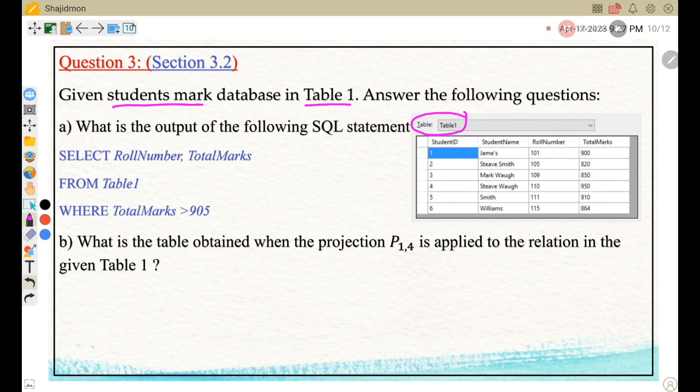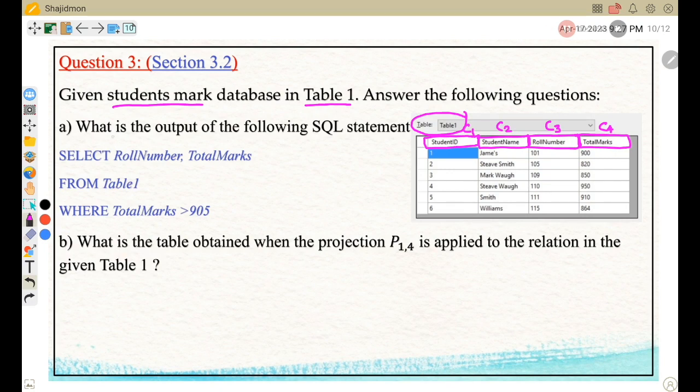Answer the following question. You can see in table number 1 what the fields are. Student ID is there, student name is there, roll number is there, and total mark is there. So we have 4 fields, correct? Student ID, student name, roll number and total mark. And we have some data. Student ID is given in the first column. Column number 1 is student ID, column number 2 is student name, column number 3 roll number, column number 4 total marks.